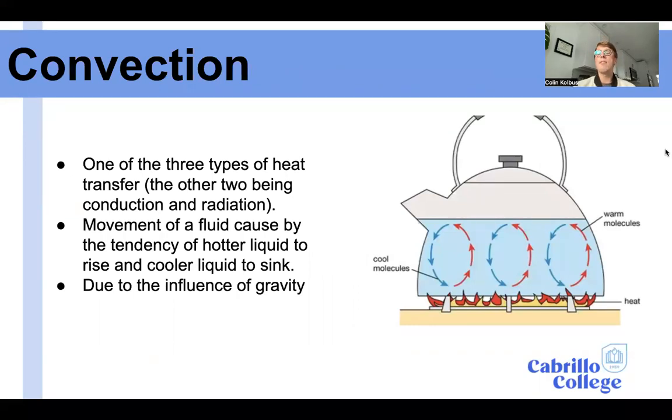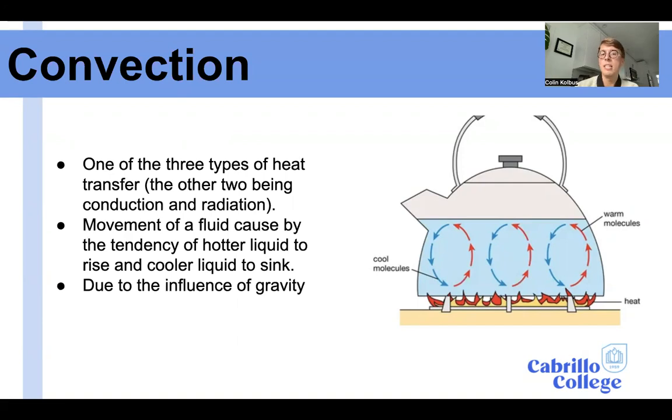So I first want to introduce the concept of convection. There are three different types of heat transfer in physics, one of them being convection and the other two being conduction and radiation. Radiation is the movement of energy through, like, space. Conduction is the movement of energy or heat through a material, through a solid material. And convection is the movement of a fluid and the movement of energy through a fluid.